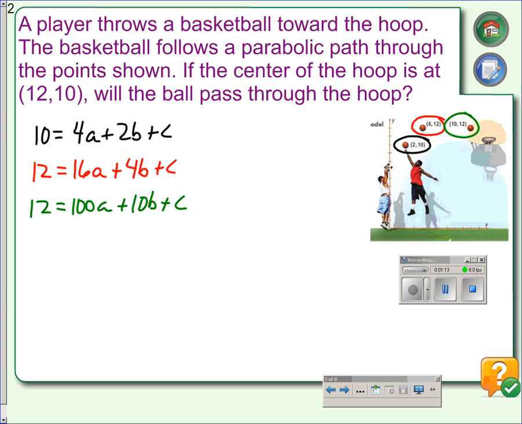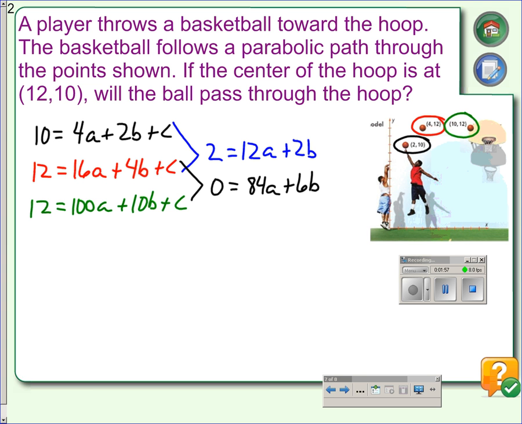So then we will combine these top two equations by subtracting the black one from the red one. So if we take 12 minus 10, we get 2. 16 minus 4 is 12a. 4 minus 2 is 2b, and the c's are eliminated. Then we will combine the bottom two equations, subtracting the red one from the green one. So 12 minus 12 is 0. 100 minus 16 is 84a, and then 10 minus 4 would be 6b, and the c's are eliminated again.